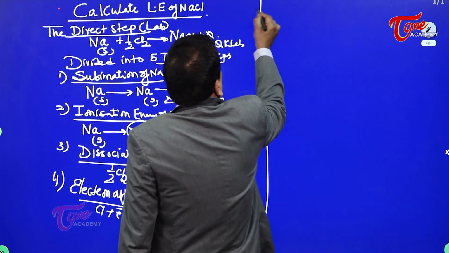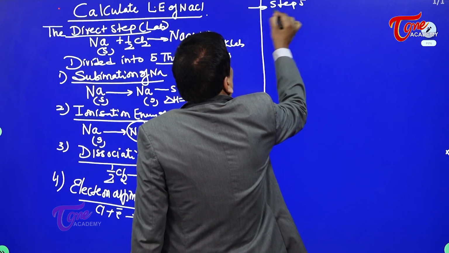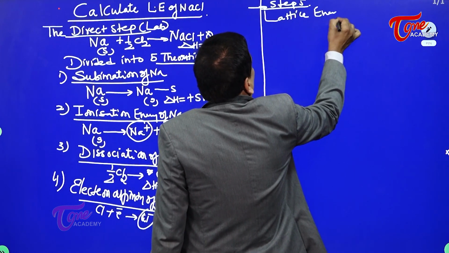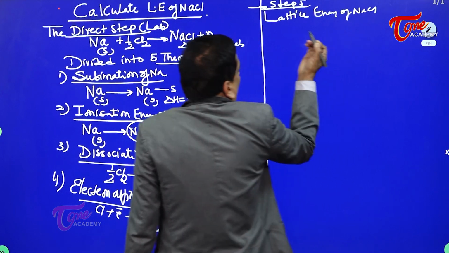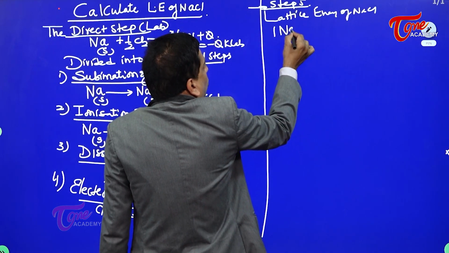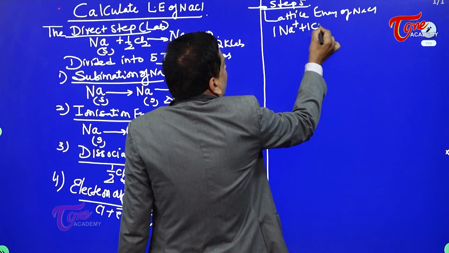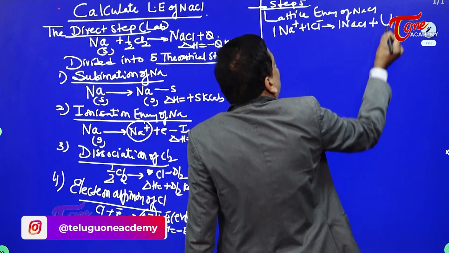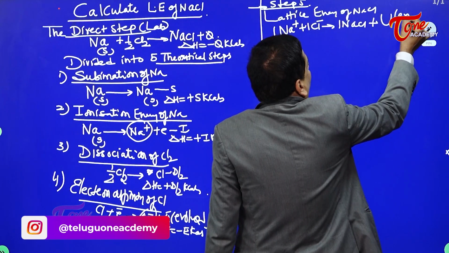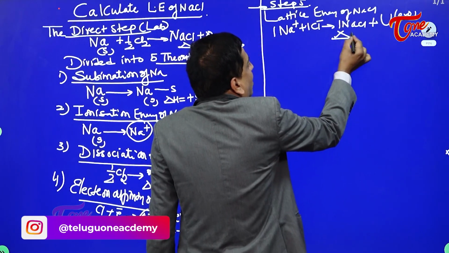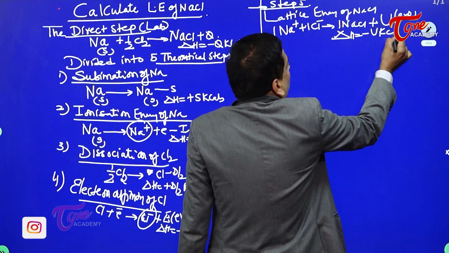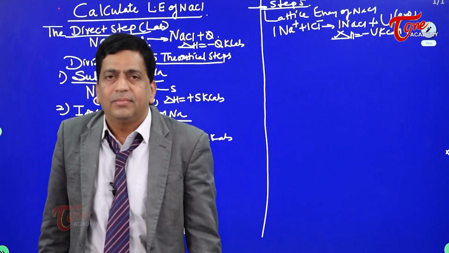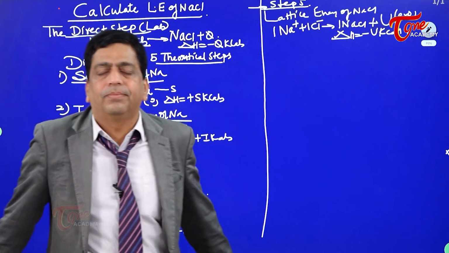And finally, in step 5, I call this the lattice energy of NaCl. Now what is lattice energy of NaCl? You have 1 mole of sodium ions, 1 mole of Cl minus ions, and you get 1 mole of NaCl, and the energy is released. This is exothermic. U is lattice energy, so delta H is minus U kilocalories. This is where we stopped.